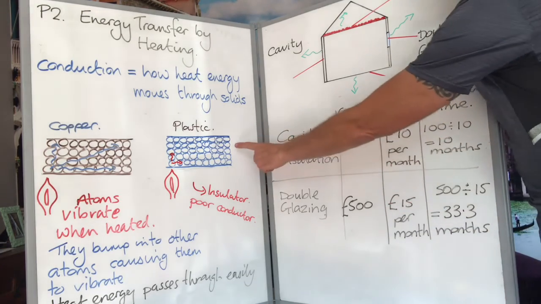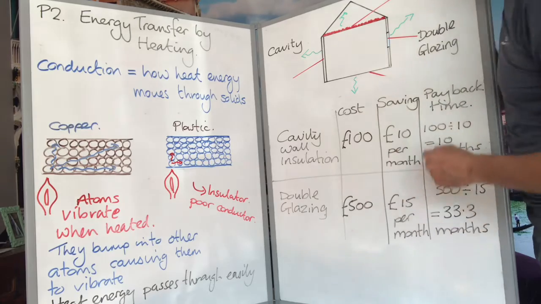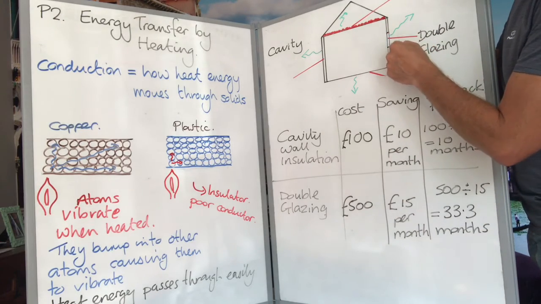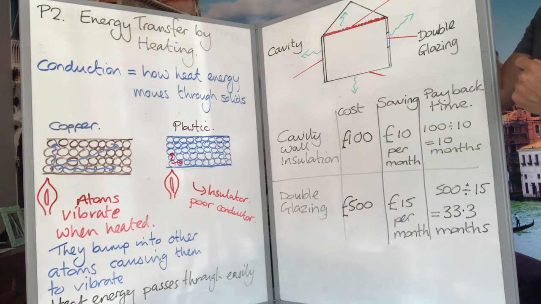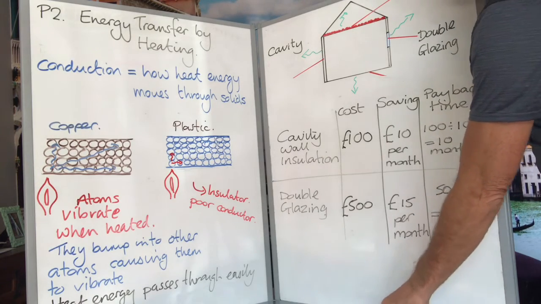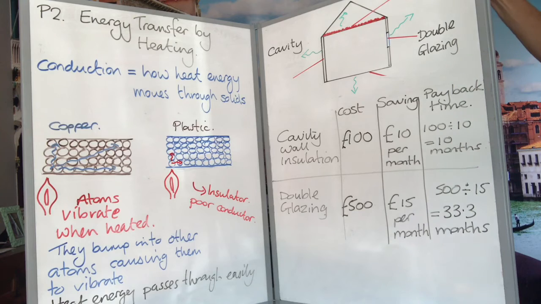That can be used, particularly here, the insulators, when we talk about buildings and how we try to stop heat escaping from buildings. It's really important for lots of reasons. Cost is one, we can save money, but also it's good for the environment because we're using less energy, which means we're burning less fossil fuels.